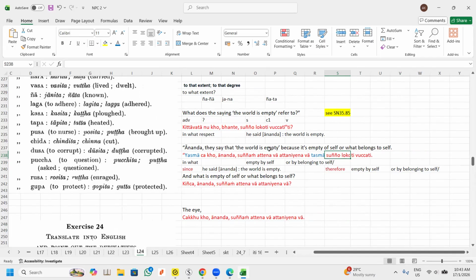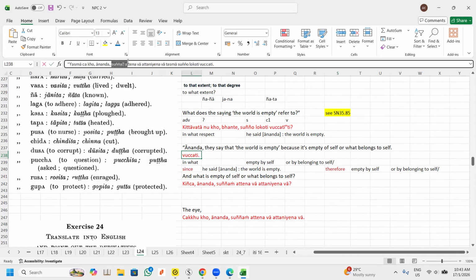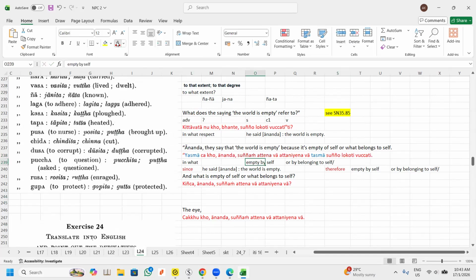One is sunyang. That means this is the object. This is self. And that means empty by self. This part, empty by self. Highlight it for you to see. Empty by self. We take it, we put it in brown. Empty by self. Okay. Then here, this part is "or", I put here. Okay. Here, belonging to self.